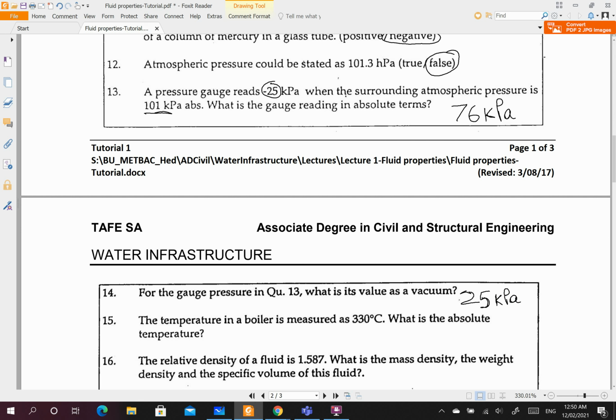Cool, 25 kPa. The temperature in a boiler is measured as 330 degrees Celsius. What is the absolute temperature? So this is going through kelvins. Alright, so hopefully you've read your notes. You can go through this, so you get 603, and that is measured in kelvins. Okay.